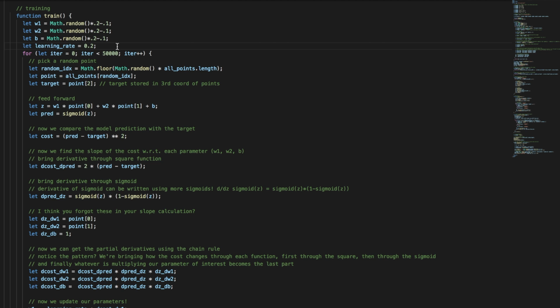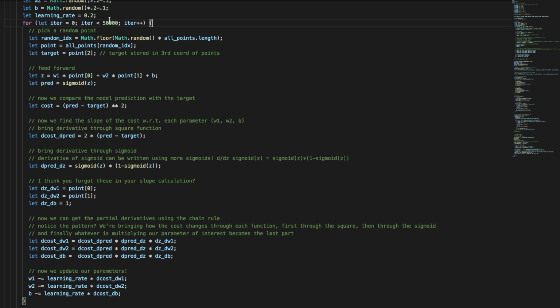Now I pick a learning rate, and remember this is just the fraction of the update that we're going to be using to update these parameters. So we get random parameters, pick a learning rate, and now we do some iterations. This is our big training loop. So we do 50,000 iterations for this problem, which may seem like a lot. It probably is. We could make the learning rate larger, but I like to use a smaller learning rate and lots of iterations to get a nice solution.